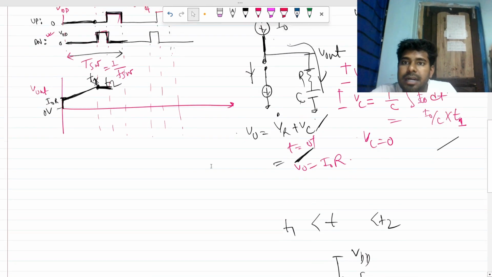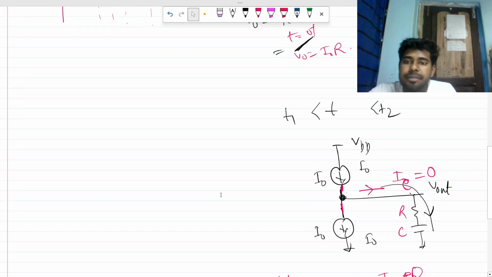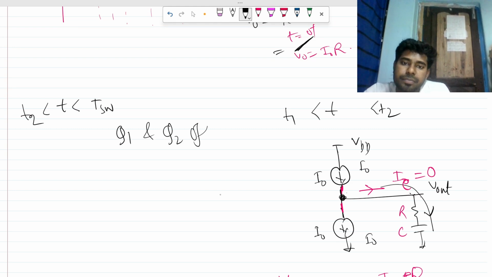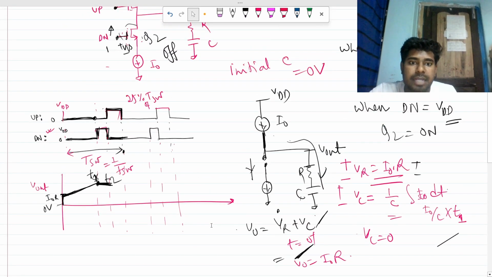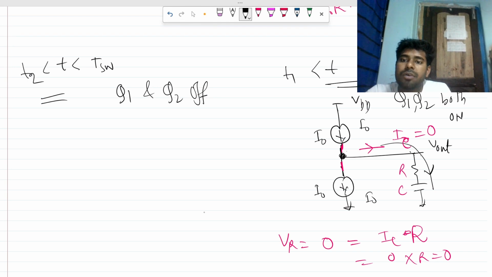Let's say this is TSW. So when your T is greater than T2 and less than TSW, both Q1 and Q2 are off. In the previous case, Q1 and Q2 were both 1. And in the first case, I forgot to write this, your Q1 was turned on and Q2 was turned off. So now if both are turned off, what will be the case?